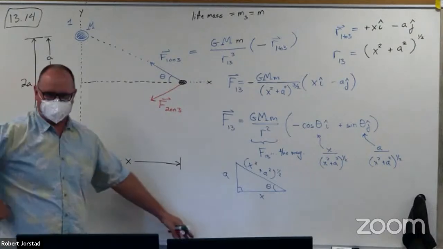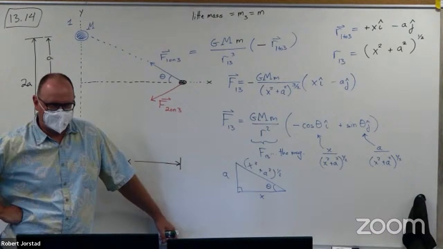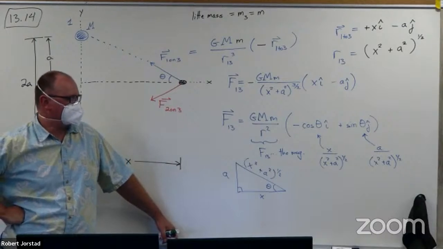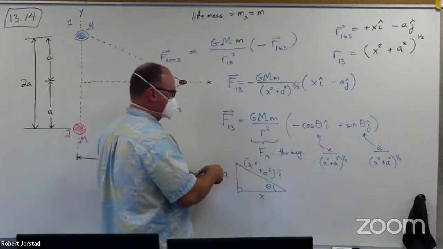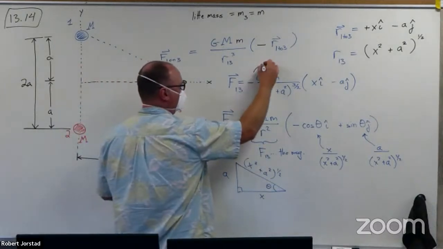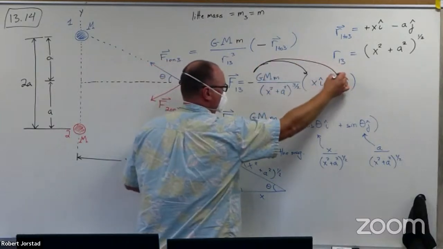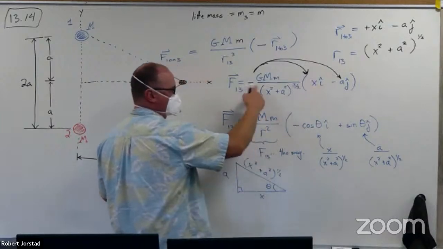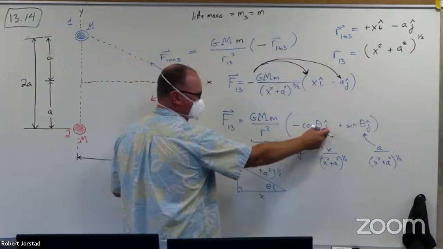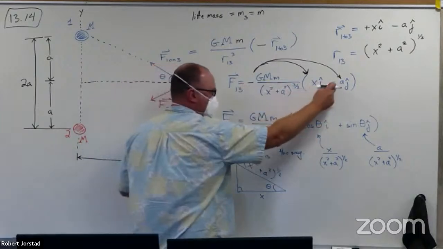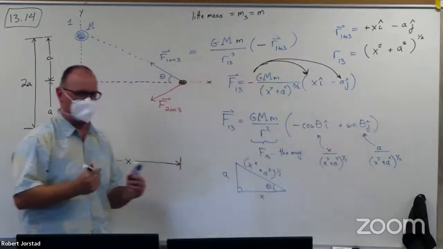Did that make any sense at all? Do you agree it's basically the same? And you might be saying, wait, this x is negative. But remember, we got a negative x I hat. Here we have a negative x I hat. I have a positive a j hat. Same problem.